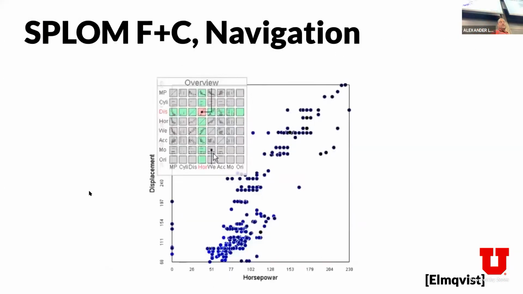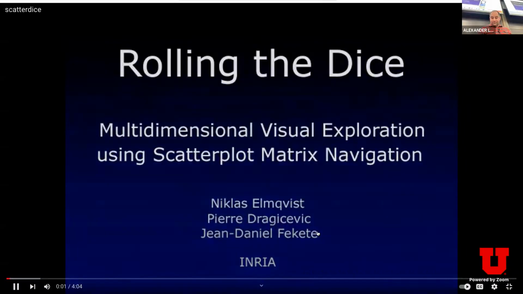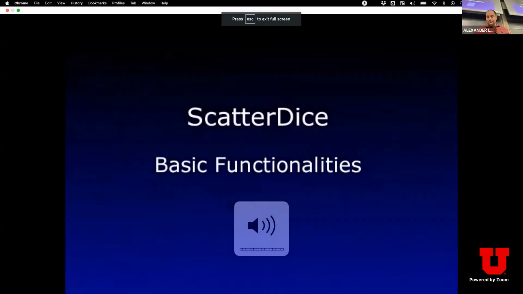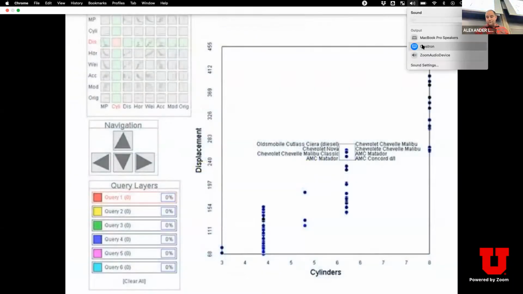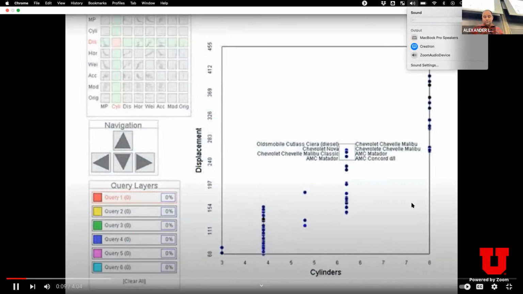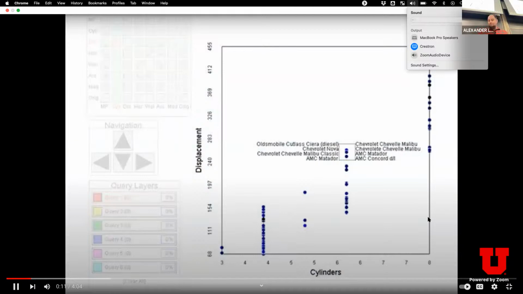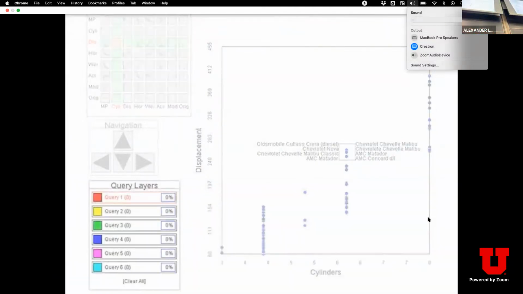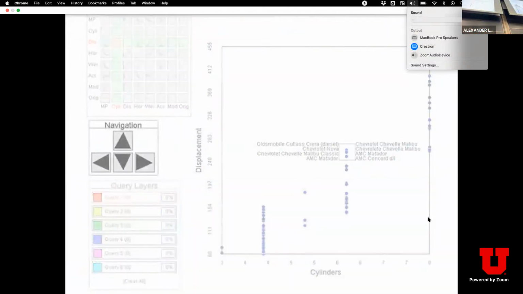And then here's an example of a focus and context navigation. I'm going to play this video here. The Scatterdice application is a prototype implementation of our scatterplot matrix. Scatterdice consists of 4 main components: a scatterplot matrix, a querying layer control box, and a navigation bar.